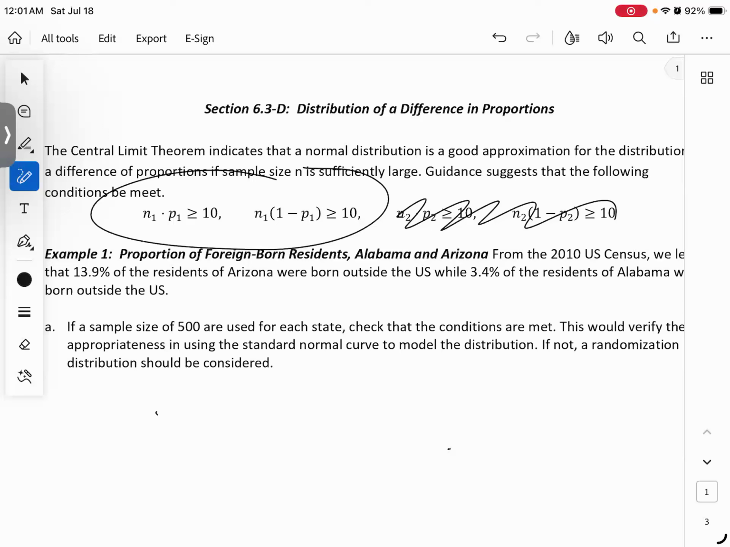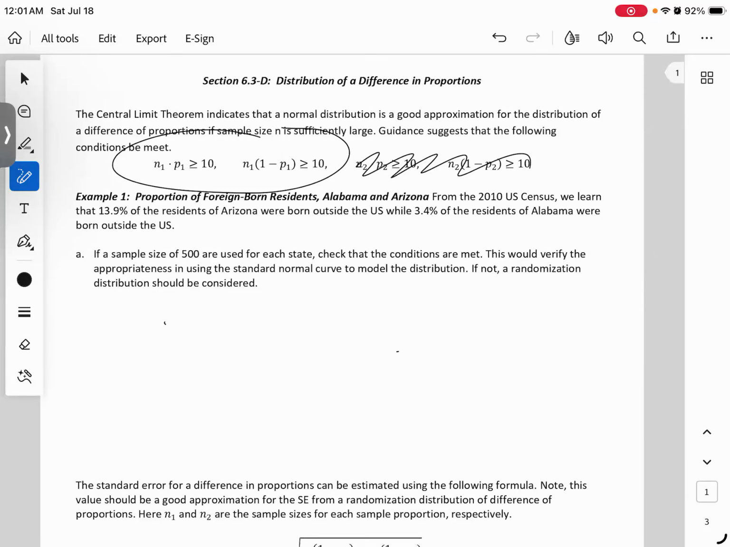Which again, to keep it real simple, is the idea of checking that your sample size is large enough so that if you were to bootstrap it, the shape would be relatively close to the normal distribution, so that we could use the normal distribution to get our estimates for standard error, confidence intervals, and p-values. That's still what's happening here, except now we've got a second group, which means it's going to have its own separate two conditions that we have to check.